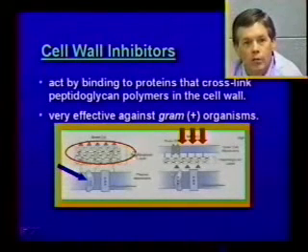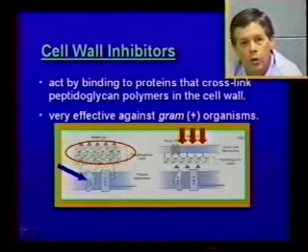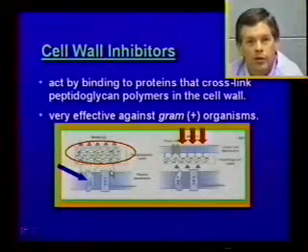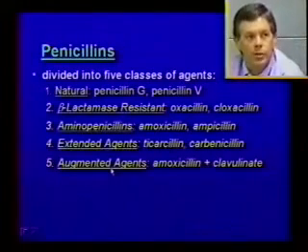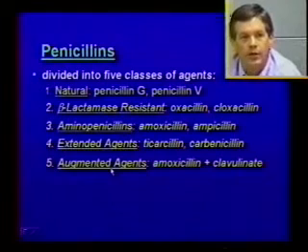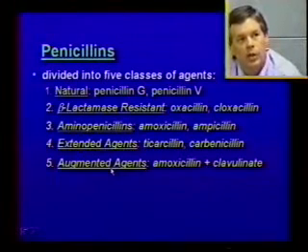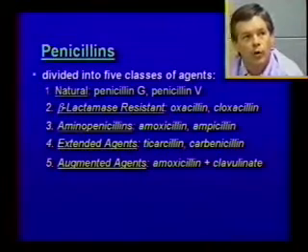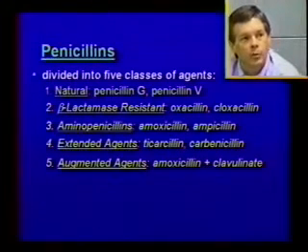So generally, at least with the older penicillins and even the first generation cephalosporins, those agents generally were more effective against the gram-positive organisms. Penicillins are divided broadly into 5 classes of agents. I've listed those here. I don't think this is terribly important for you to know in terms of your board preparation. Probably the most important point to point out about these classifications of the natural penicillins, the beta-lactamase resistant agents, the aminopenicillins, the extended agents, and the augmented agents.